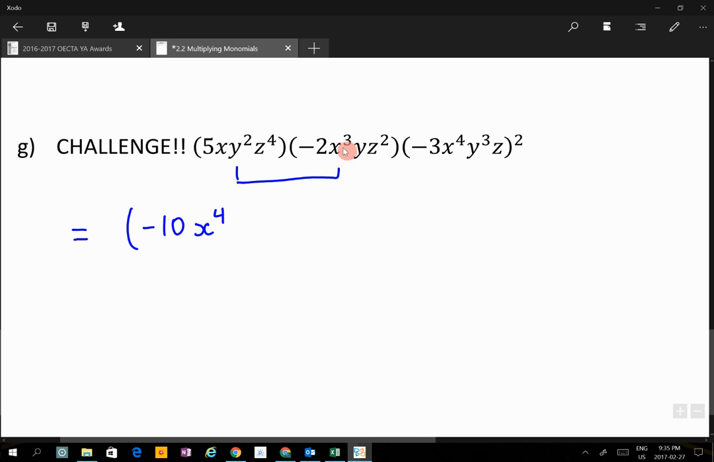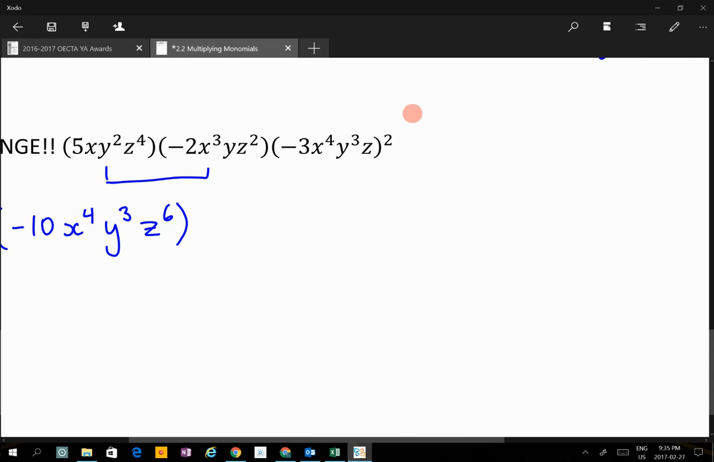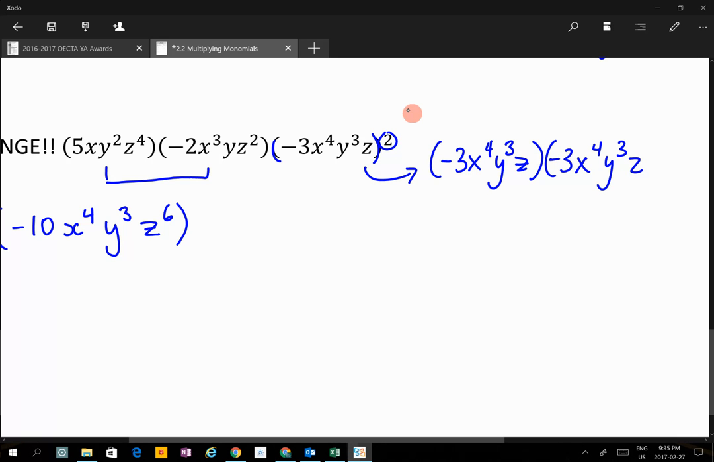Then I have y squared times y, invisible exponent of 1. So I add that with the 2 here. So that becomes y to the exponent 3. z to the exponent 4 times z to the exponent 2 becomes z to the exponent 6. Close the bracket, and let's deal with the next one. Now, notice how this is a bracket with an exponent 2 outside. So I can rewrite this as negative 3 x to the exponent 4, y to the exponent 3, z, close the bracket, and then multiply it by itself again. Negative 3 x to the exponent 4, y to the exponent 3, and z.